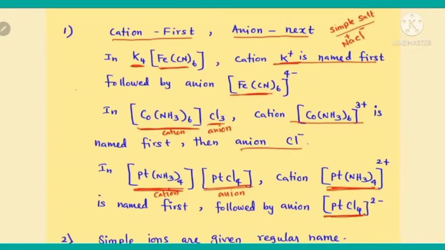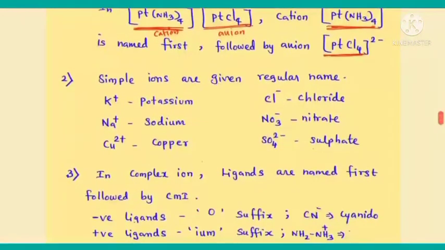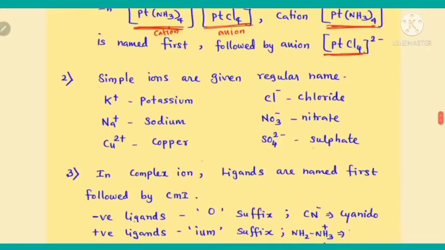So that's the very first rule: the cation is named first, followed by the anion. Then rule number 2: while giving the name of simple ions, you know that complex salts may have simple ions, either a simple cation or a simple anion. While giving the name of these simple ions, they are given their regular names. Also look at the examples.